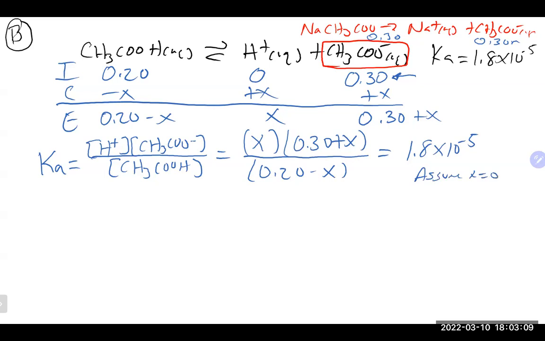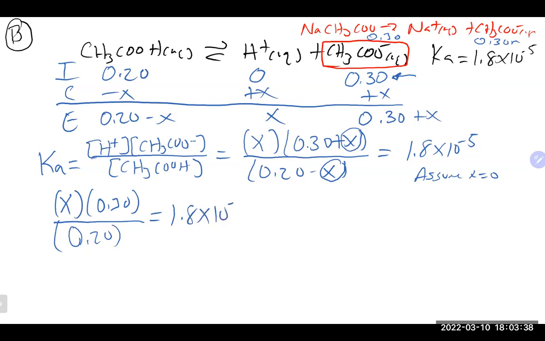In this case, we can eliminate the plus X and the minus X. We've got to keep the X by itself. Again, the reason for that is we're assuming the change is not going to be that much, but the X by itself started at 0, so whatever it gets is a lot. So we can't obviously get rid of it. That's going to reduce us down to X times 0.3 divided by 0.2 equals 1.8 times 10 to the minus 5.